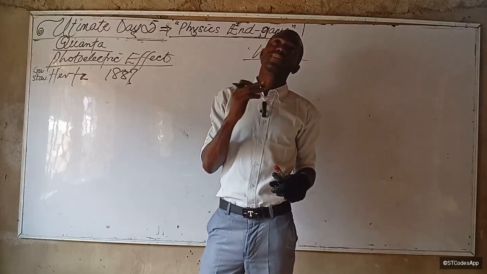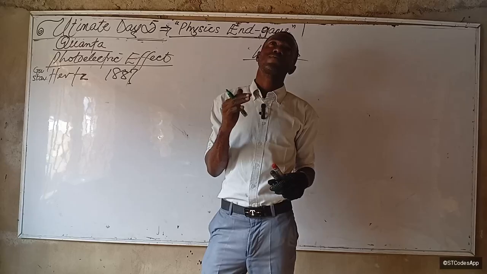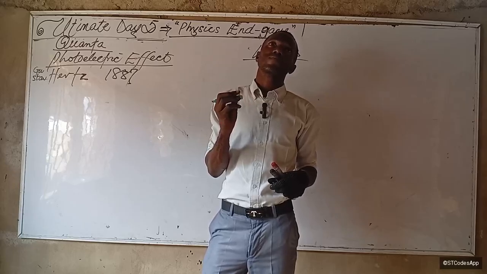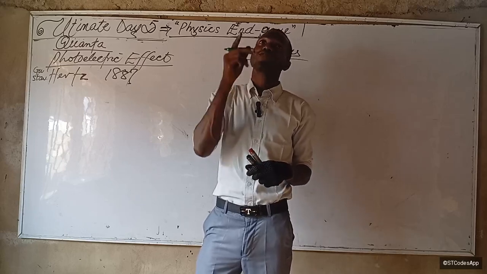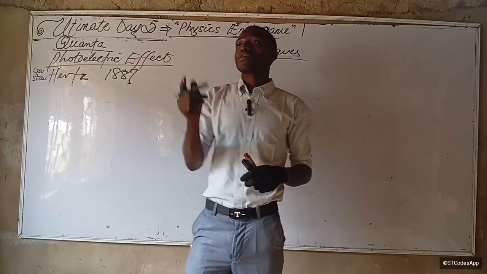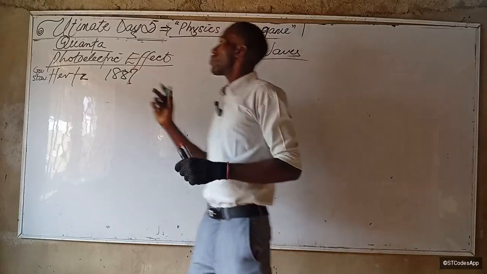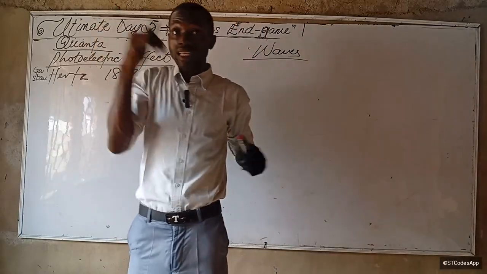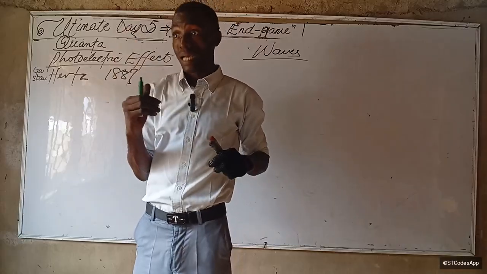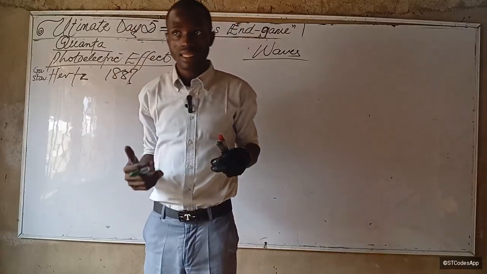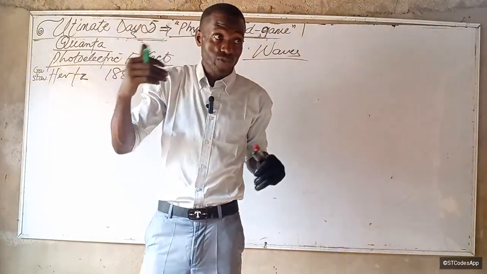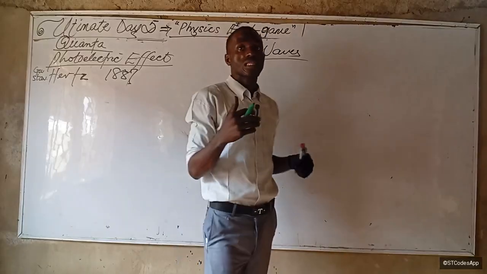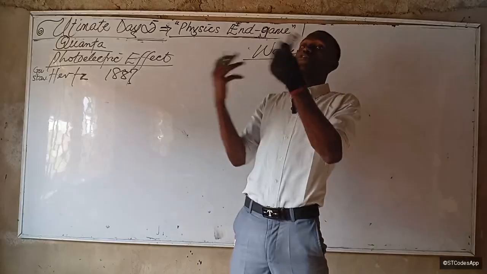But we also learned, from the idea we get from classical mechanics, that when light is incident on a metal plate, a high frequency light, are you with me? A high frequency light, if it's incident on a metal plate, what should happen is that a lot of electrons should be emitted.